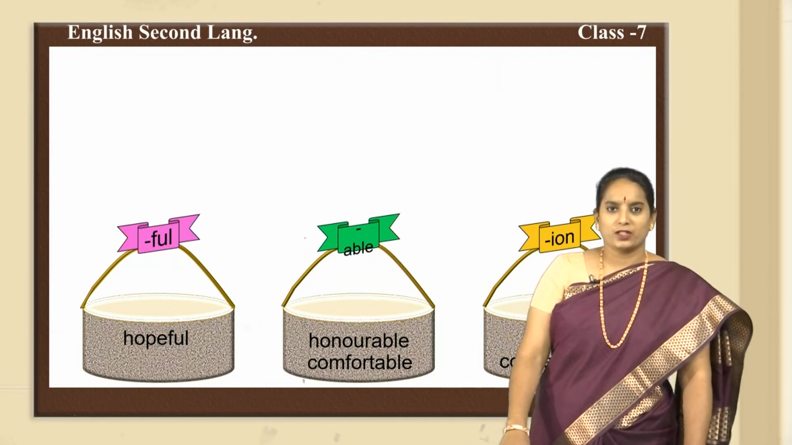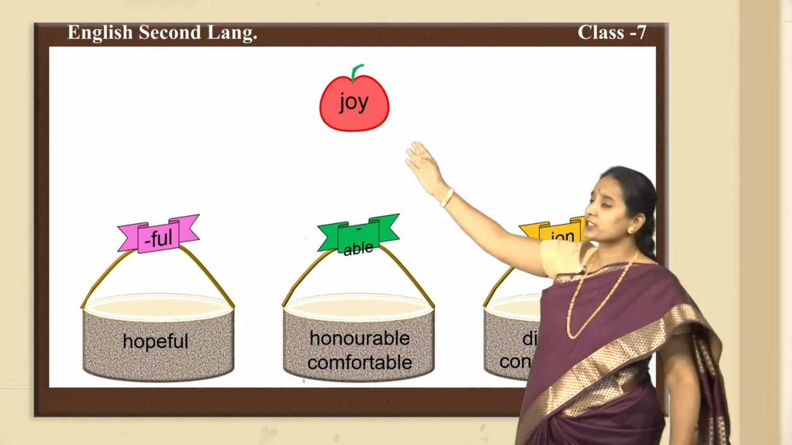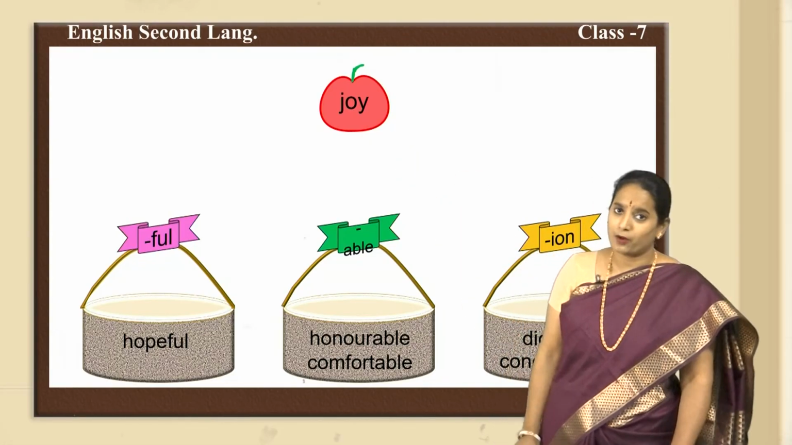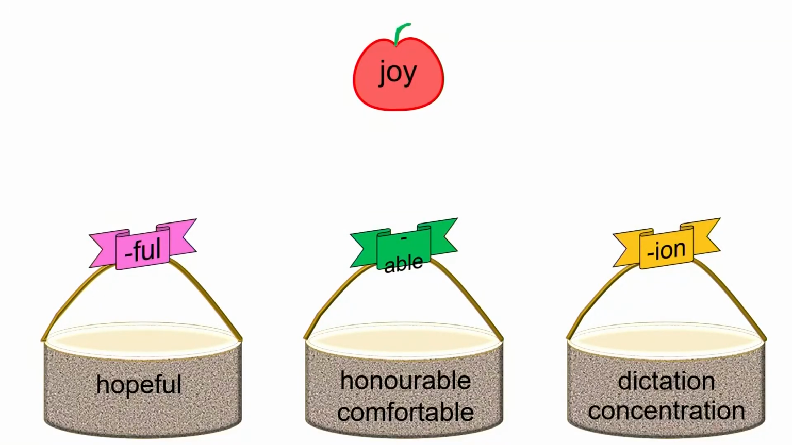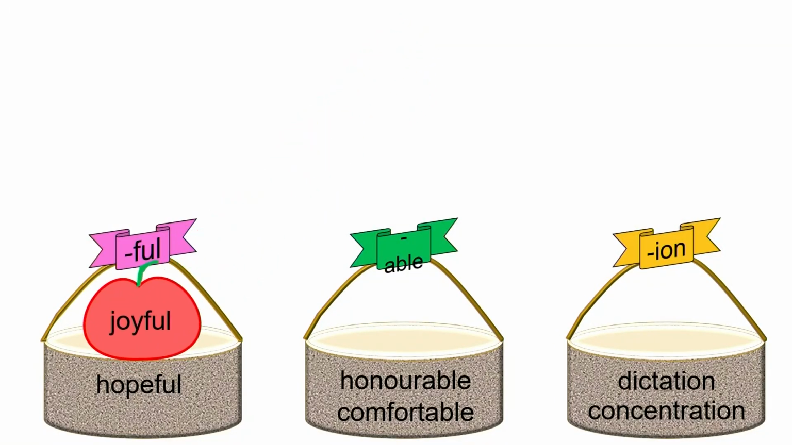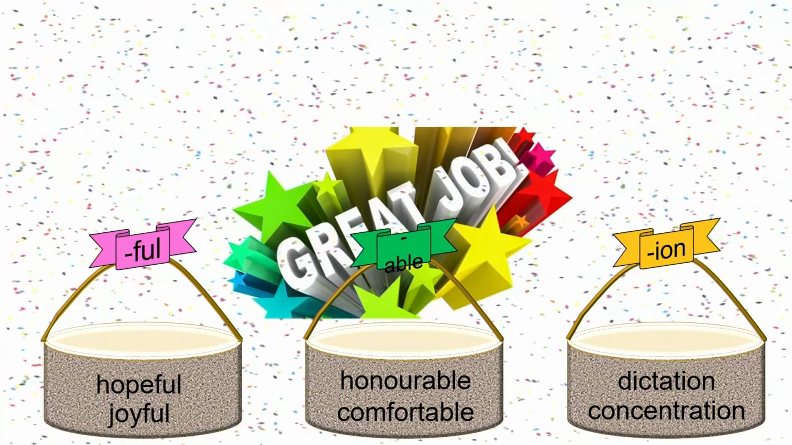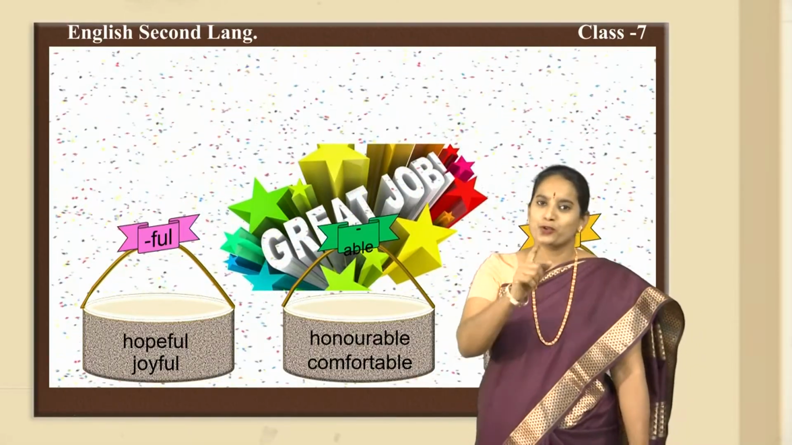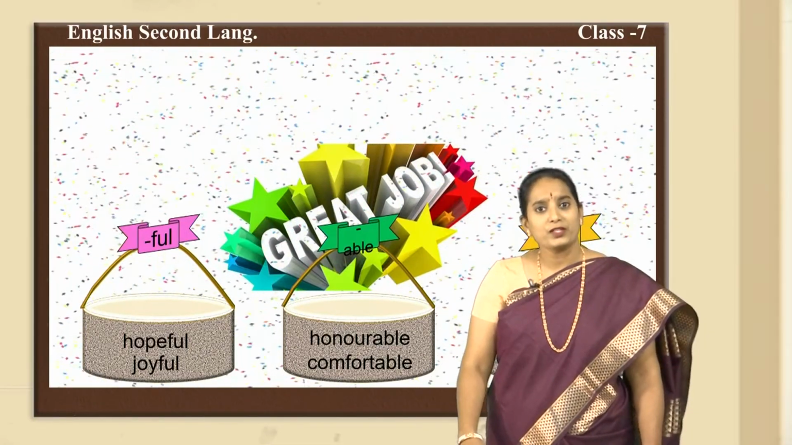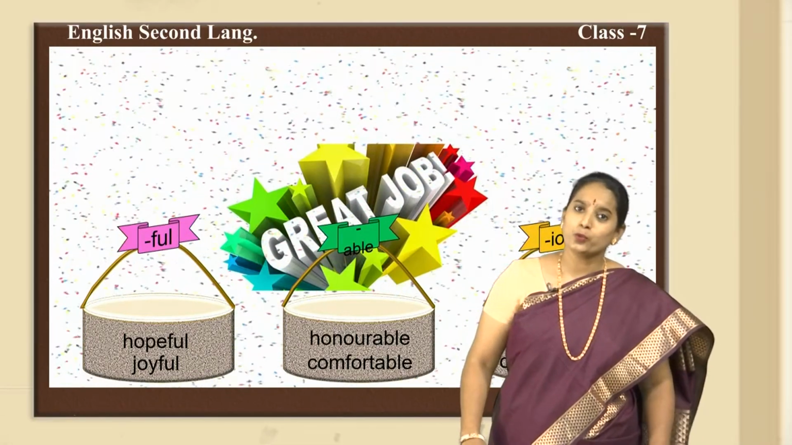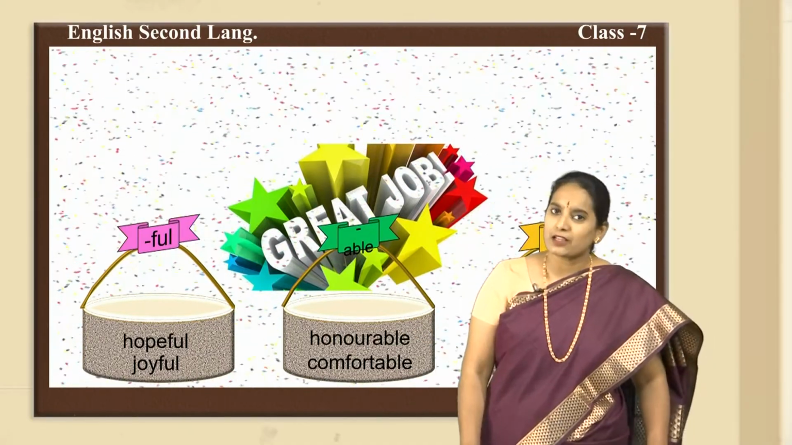Let's look at the next word, children. The word is joy. Now can you guess which basket it fits into? Absolutely right, children. It is joyful. Well done, children. You all did a great job. I think now you have understood how to make new words with the help of suffixes.